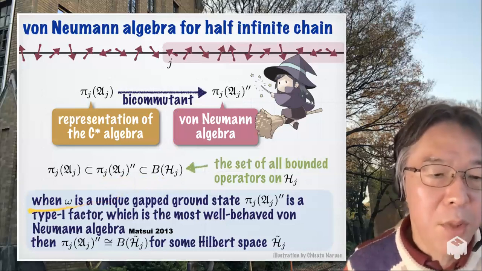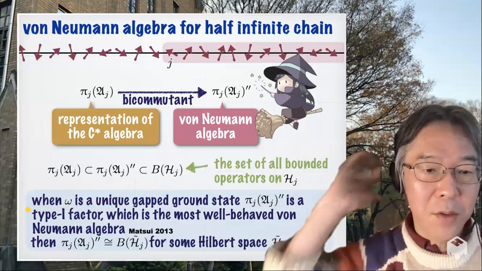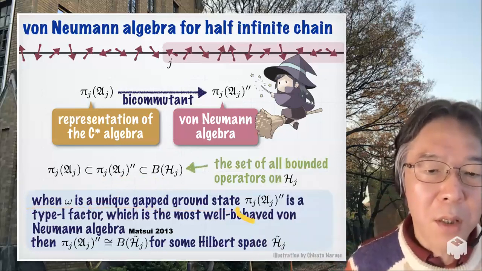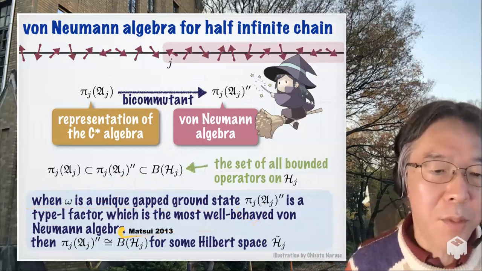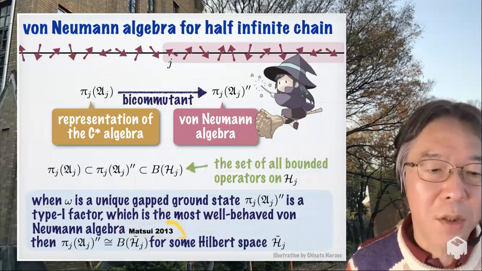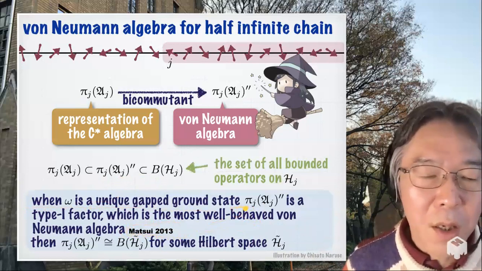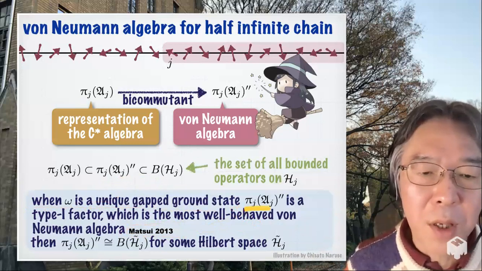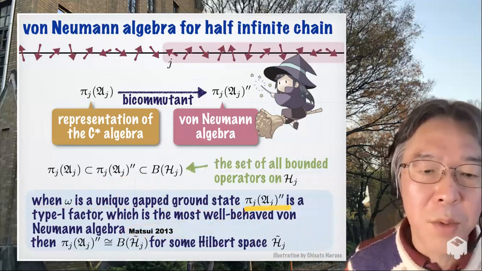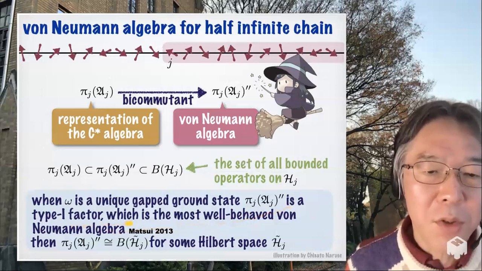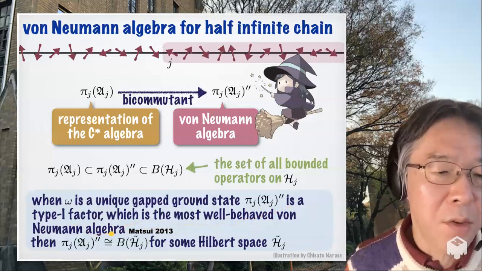Now we make use of the fact that omega is a unique gapped ground state. When omega is a unique gapped ground state, it was shown by Taku Matsui back in 2013. Taku Matsui is a mathematician at Kyushu University of my age. He has shown that this von Neumann algebra, pi j of Rj double prime, is a type 1 factor. A type 1 factor is the most well-behaved form of von Neumann algebra.